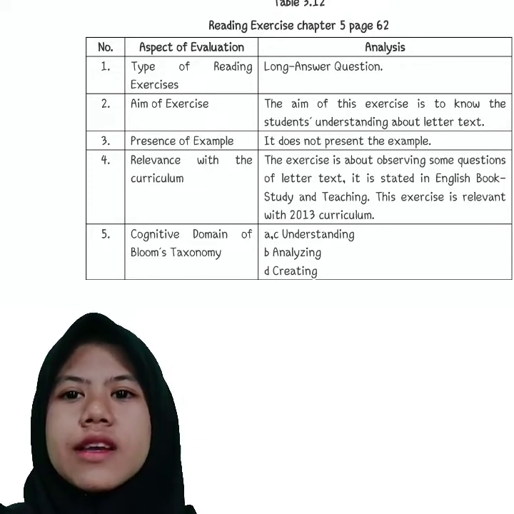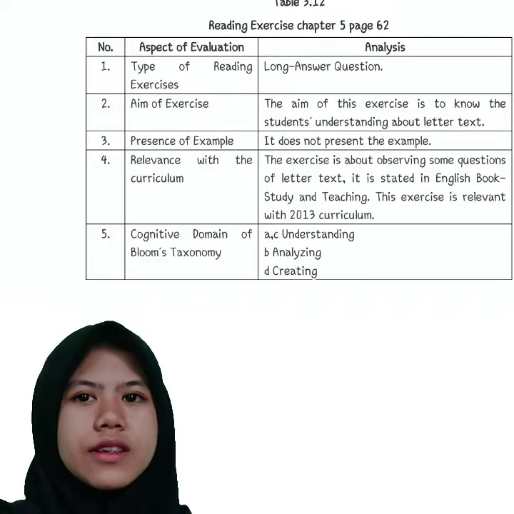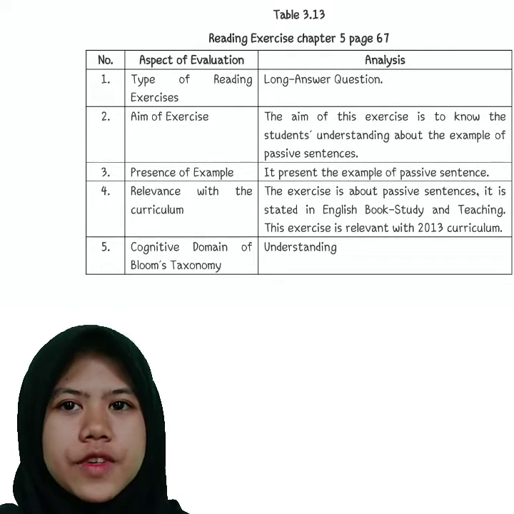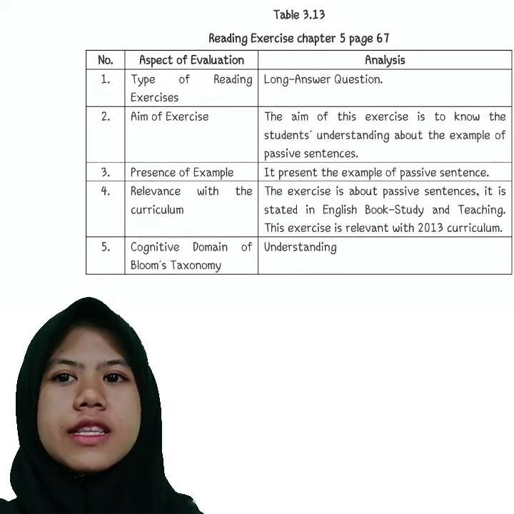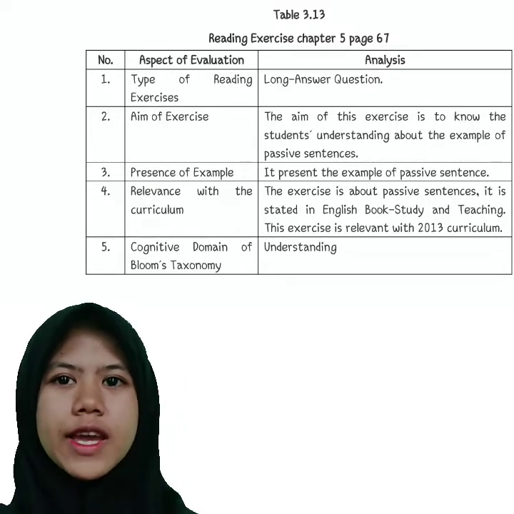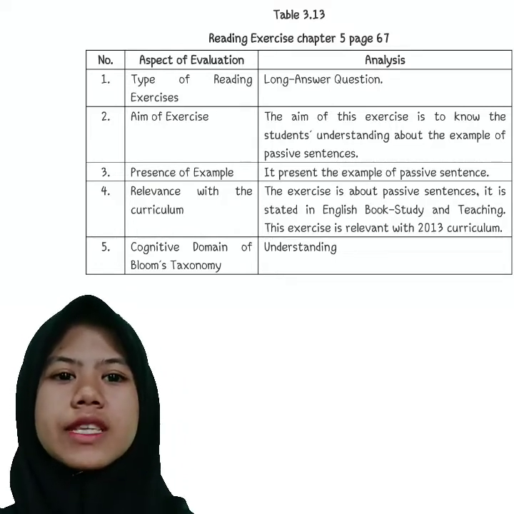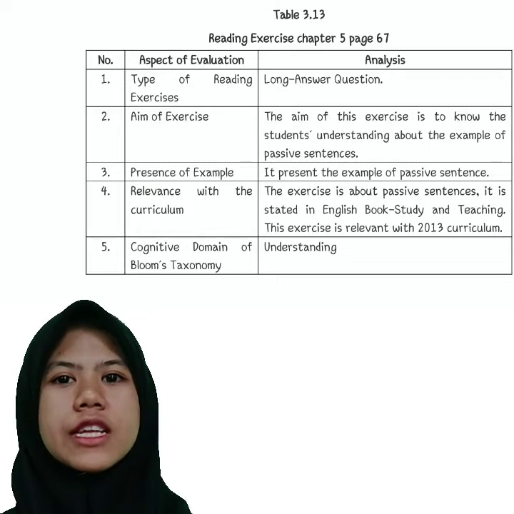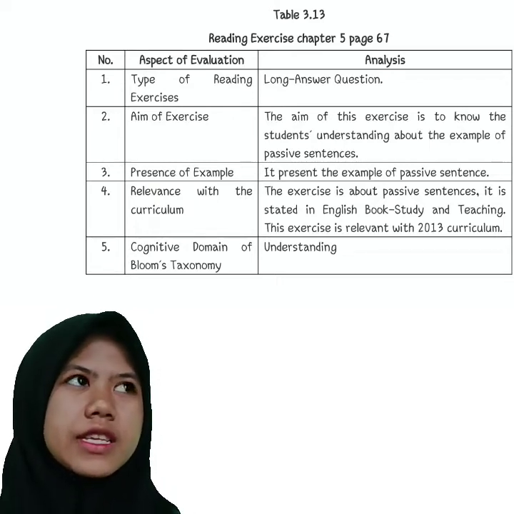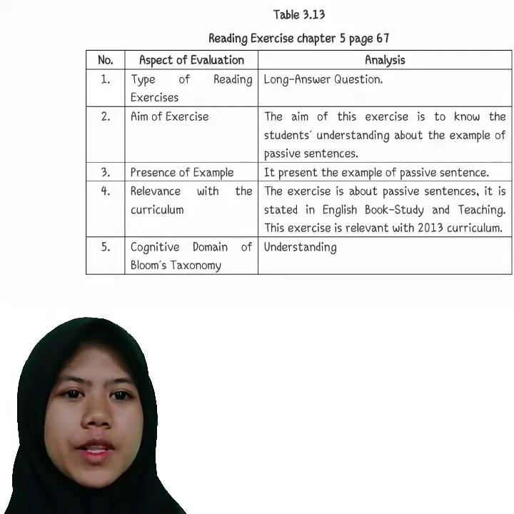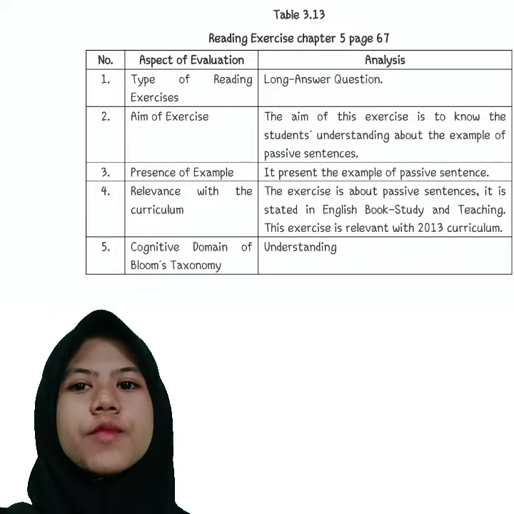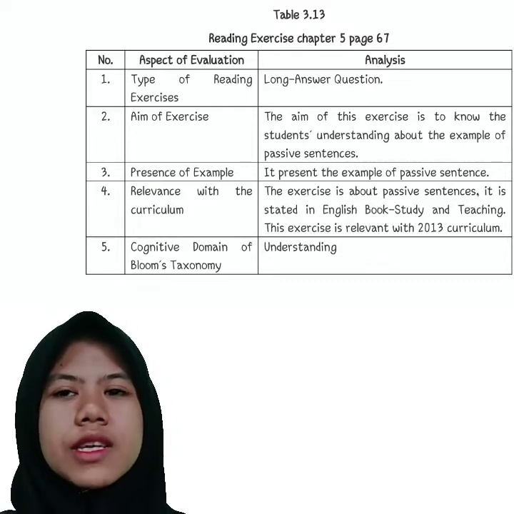The next, it is chapter 5, page 67. The type of the reading exercise is the long answer question, and then the aim of this exercise is to know the student's understanding about the example of passive voice. It is presented as an example, and it is also relevant to the curriculum, and the cognitive domain of Bloom's taxonomy here is understanding.